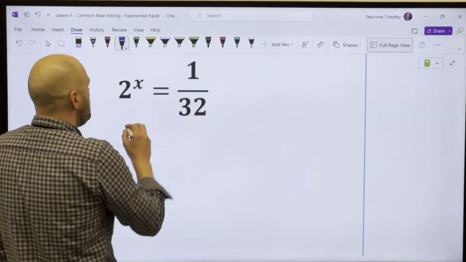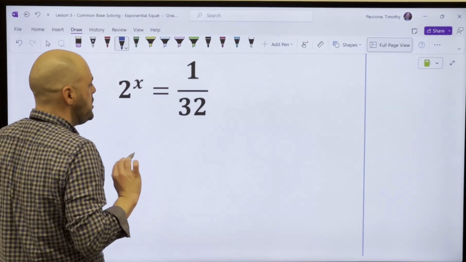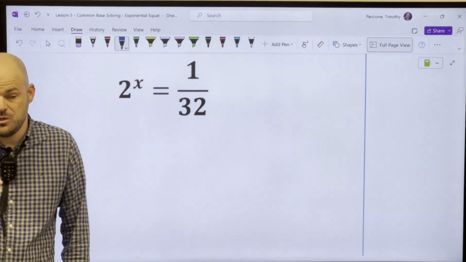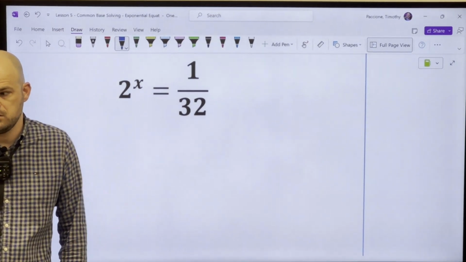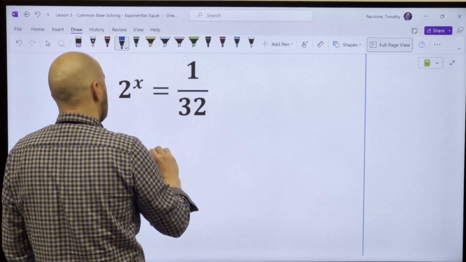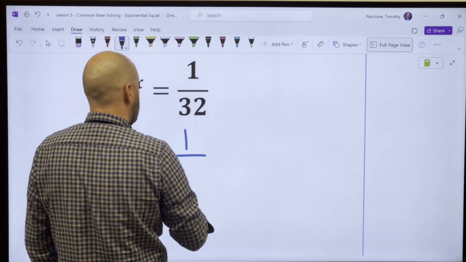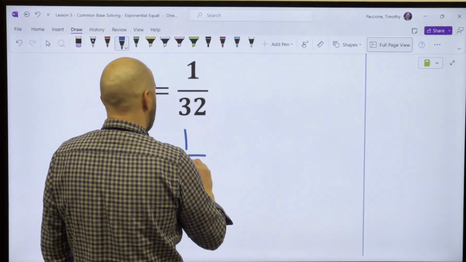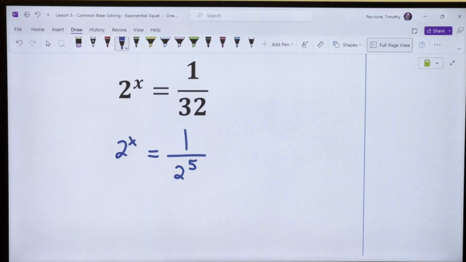All right. Focus on the numbers for a second. 2 and 32. You start thinking what your base might be. 2, all right? So we're going to stay 2 to the x. Over here, we'll leave it down there and say, instead of 1 over 32, we have 2 to the 5th on the bottom, right? Does that make sense? Okay. Now, these are not common bases yet. Common bases have to be on the same floor.